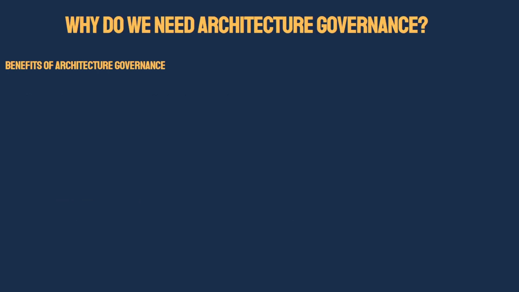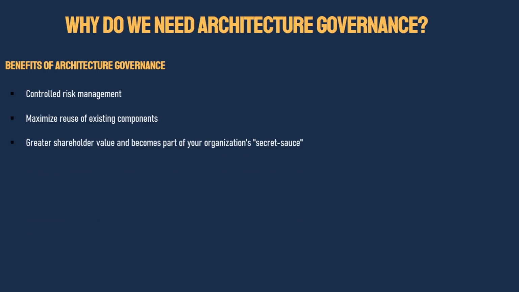Why do we need architecture governance? Well, there are quite a few benefits. The first is that we can better control risk management. It also maximizes the reuse of existing components. You get greater shareholder value and it ends up becoming part of your organization's secret sauce, or what makes you special.